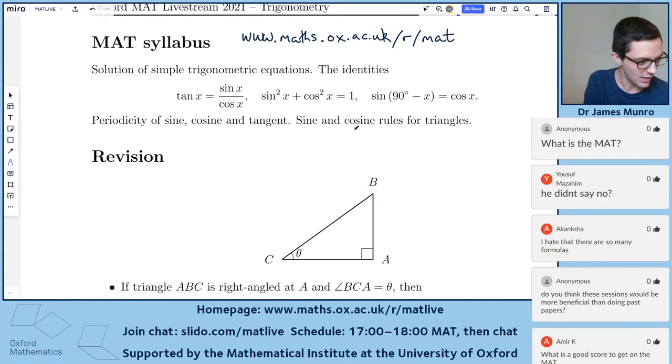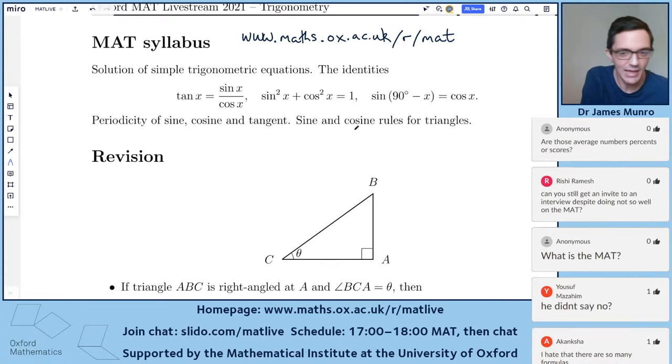People are asking: can you still get an interview? Yes, but the better the MAT score, the better. Someone's asked my favourite question, which I've seen before: are the average numbers percents or scores? The MAT's out of 100, so both.